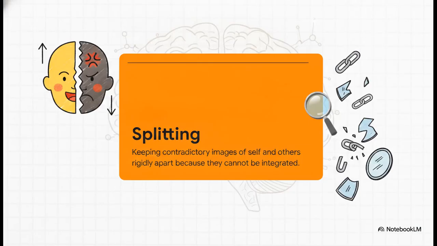And the absolute classic immature defense we see here is splitting. Think of it as keeping contradictory ideas about yourself and others totally rigidly separated, just because they are way too overwhelming to integrate. It's a completely all good or all bad view of the world. And honestly, this totally explains our vignette. This is exactly why our patient thought the team was basically perfect on Monday and irredeemably cruel on Tuesday. She's literally just deploying splitting to manage her own overwhelming anxiety.